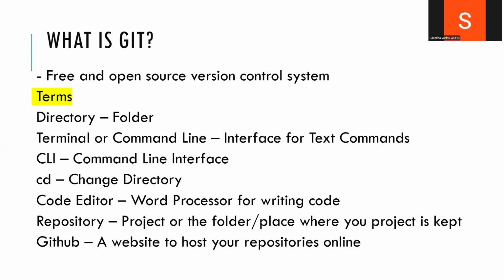First is a directory. Directory means the folder only. A terminal or command line is an interface for text commands where we are going to type the commands. CLI means command line interface. CD means change directory. A code editor is nothing but a word processor for writing your code. A repository is the project or the folder, the place where your project is kept. GitHub is a website to host your repositories online.